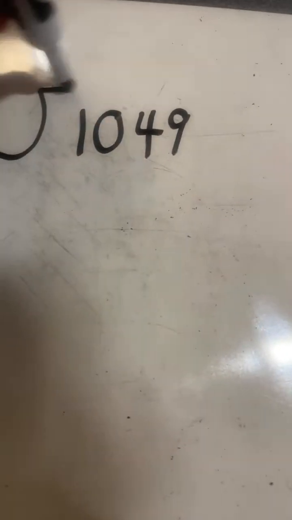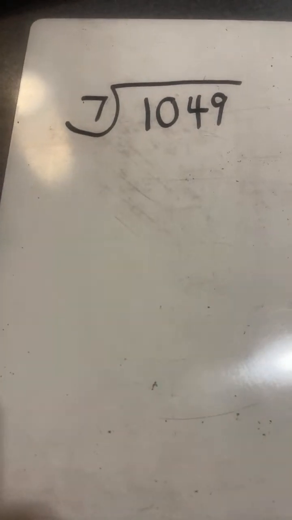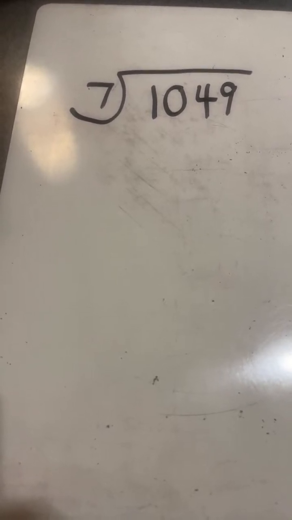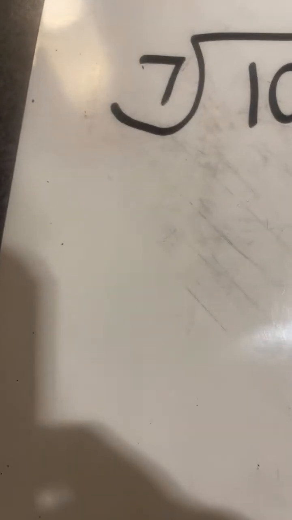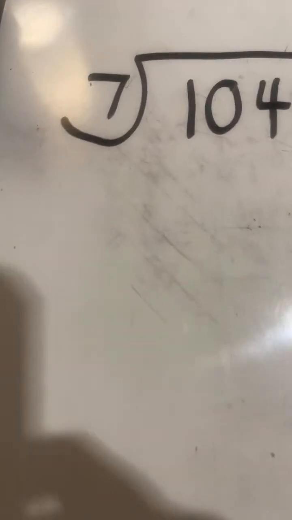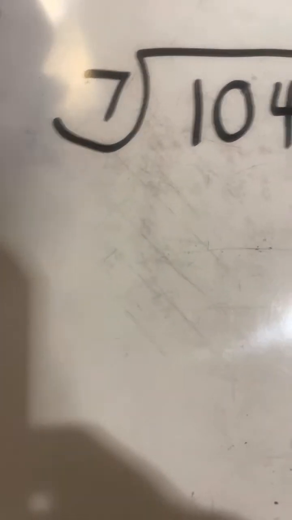All right, next example problem. We have 1,049 divided by 7. So step 1, we want to divide by the smallest number possible. And again, the rule is the number inside the square has to be equal to or bigger than the number outside the square. So for this problem, we cannot start out with 1 digit by 1 digit division because 7 is bigger than 1. The number inside the square is not bigger than the number outside. But we can start with 2 digit by 1 digit division. 10 is bigger than 7. So we can start out with 10 divided by 7.